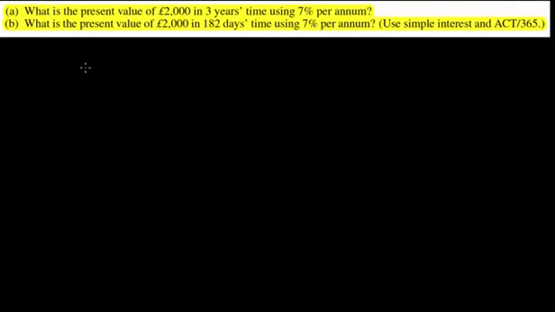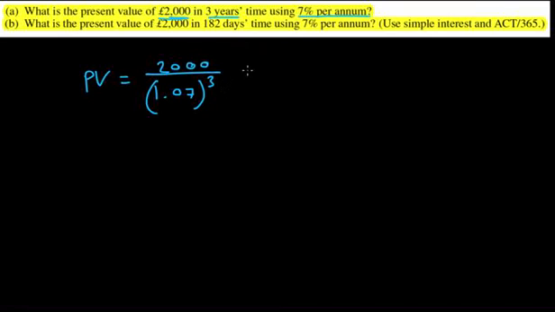Okay, what is the present value of £2,000 in 3 years' time using 7% per annum? So it's the opposite of compound interest. We're going to find that the present value is £2,000 divided by 1 plus the interest rate, which is 1 plus 0.07, compounded 3 years, so 3 times, will give us that present value.